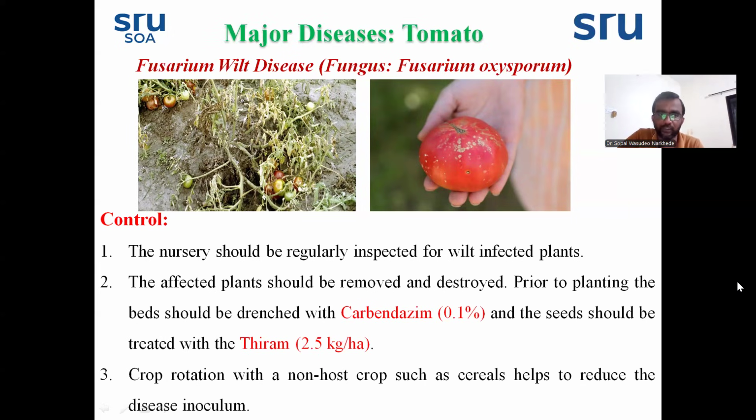The control measure is inspection of the nursery for wilt infected plants. The affected plants you have to remove and destroy immediately. Prior to planting, the bed should be drenched with carbendazim 0.1% and seed should be treated with thiram, that is 2.5 kg per hectare. Crop rotation with a non-host crop such as cereal helps to reduce the disease inoculum.